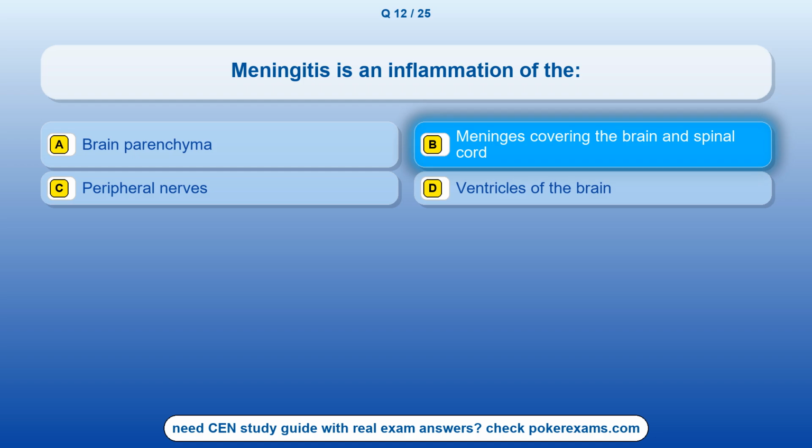The correct answer is option B. Meninges covering the brain and spinal cord.